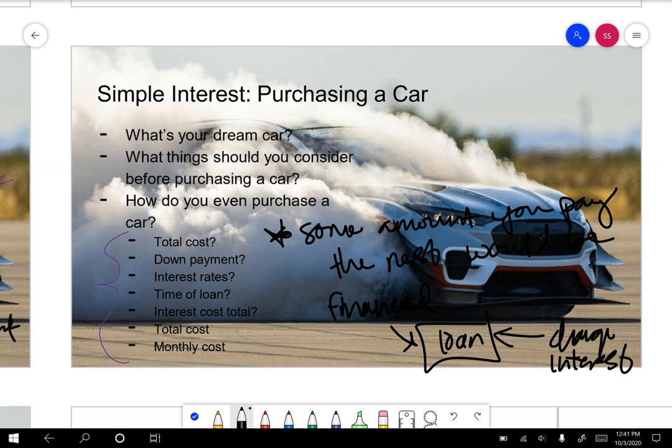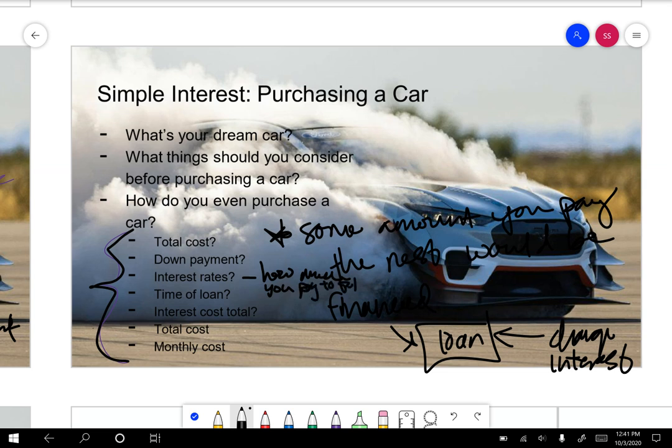And if you're like totally lost on this, don't worry, it's okay. You've got years to figure this out. But I wanted to kind of introduce you to this concept, to show you that this math is actually applicable to the real world. So the interest rates, right? That's going to affect how much you pay total.